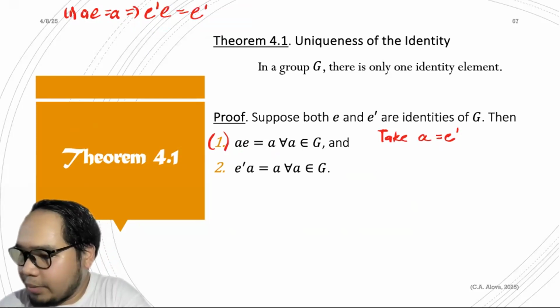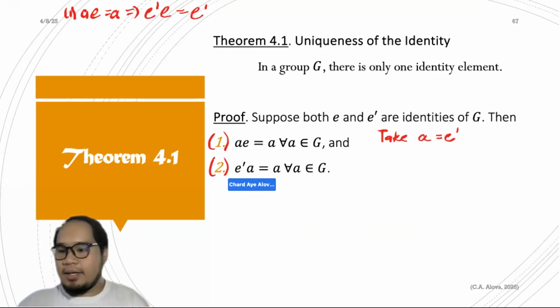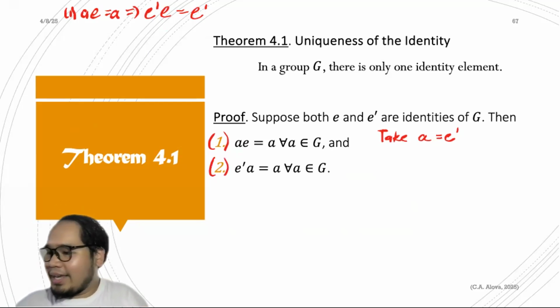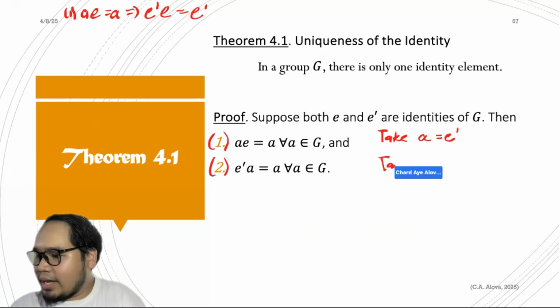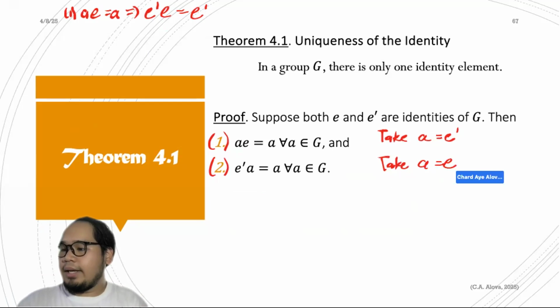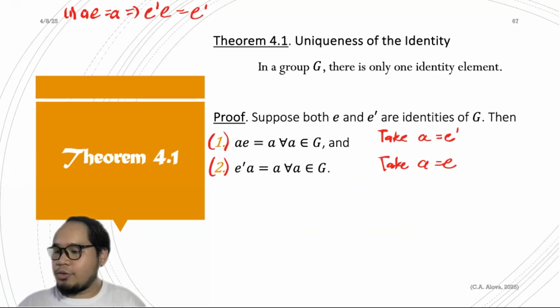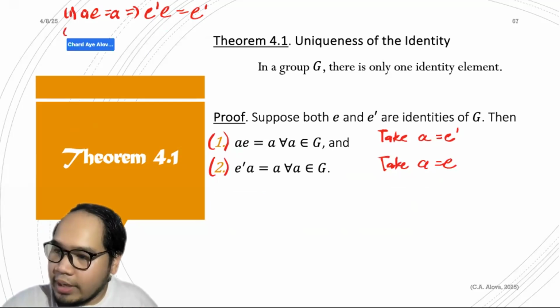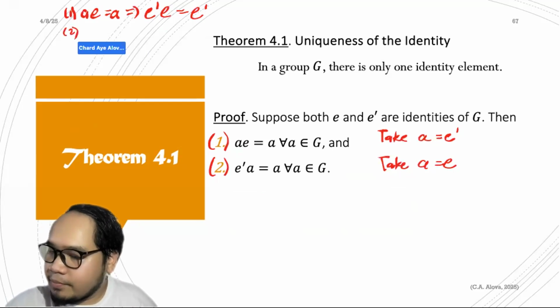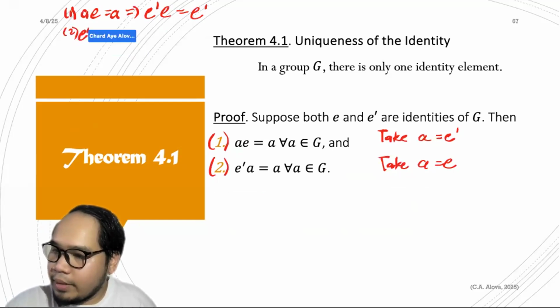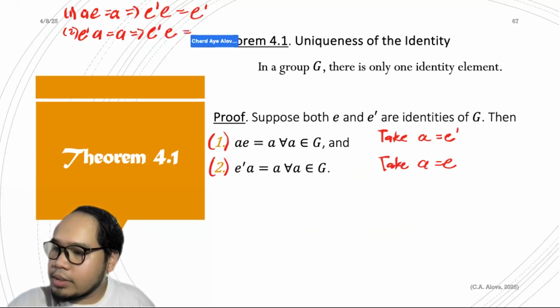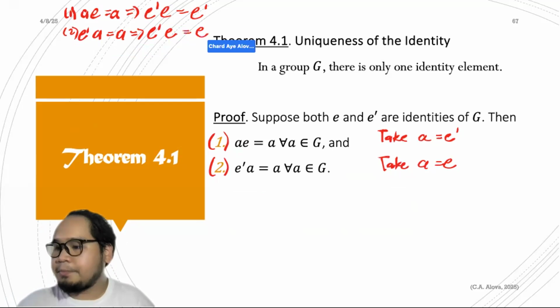And for statement two, let's take A to be equal to E, and that's okay because both of them are identities in G. So from statement two, what we have is E prime times A equals A, then it will become E prime times E equals E.